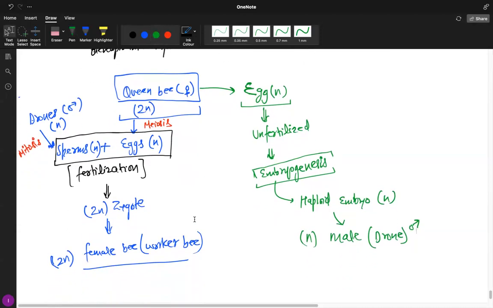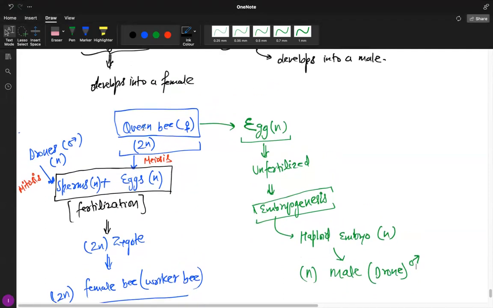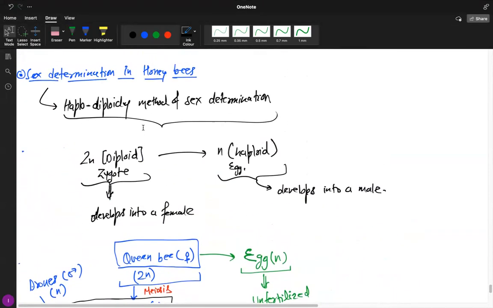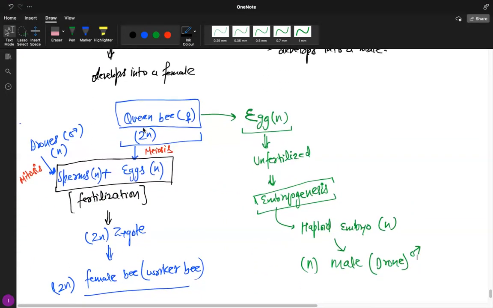Yes, sir. So this kind of sex determination process in biology is called the haplodiploidy method, and it is present in bees. A lot of questions come from this part because it is slightly confusing. So please draw it with your own hands and let me know if there is any doubt regarding this. And then I will ask some questions.